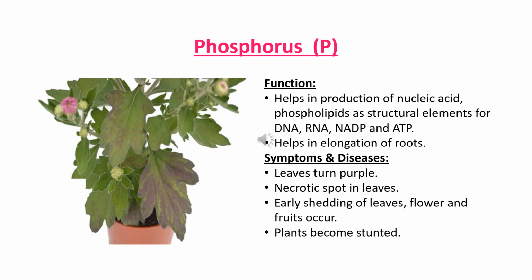Look at the picture. Are you seeing the color of the leaf turn into purple? Okay. And the second one is necrotic spots in the leaves, also visible. What is a necrotic spot? Necrotic spot means some of the cells or tissues in between the leaves die. So after death of the cells and tissues, that part turns into brown color. That means it looks like a dry leaf, exactly like that. And for this reason, another thing happens. Early shedding of leaves, flowers and fruits occurs, and plants become stunted due to the lack of growth.